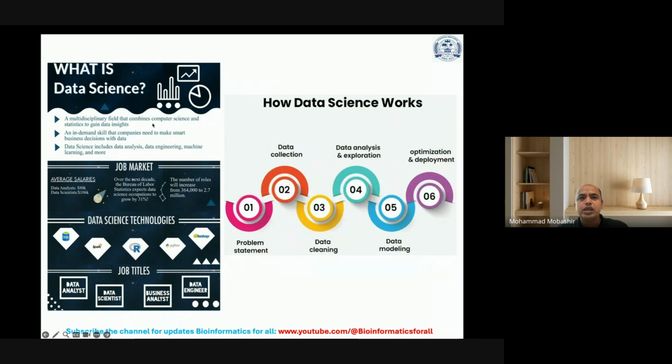Now, there are different phases of the data science life cycle. Currently, most people consider six phases, or if you want to summarize it, it could be in six phases. The first phase is to identify the problem and understand the business. Then data collection, data processing, data analysis, data modeling, and model development.